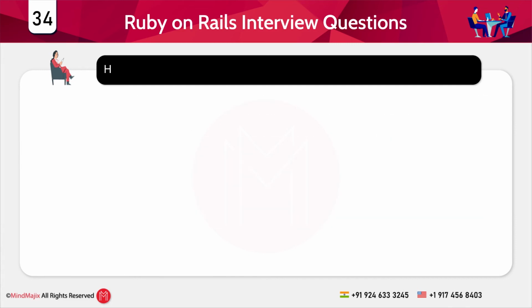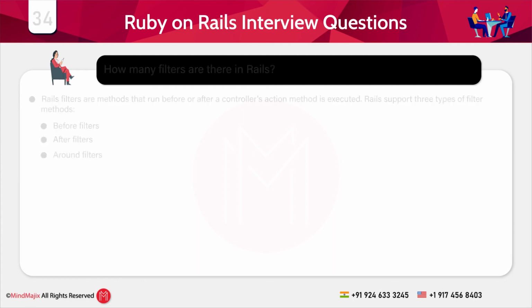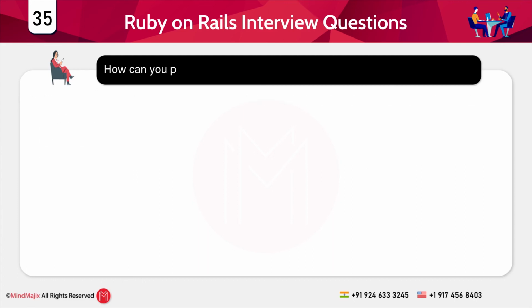Next question, how many filters are there in Rails? In Rails, filters are methods that run before and after the controller action method is executed. Rails supports three types of filters: before filter, after filter, and around filter. How can you protect the filter methods in Rails?